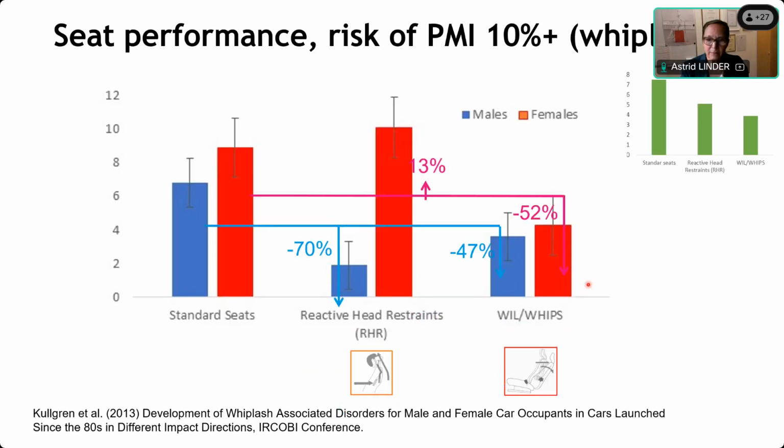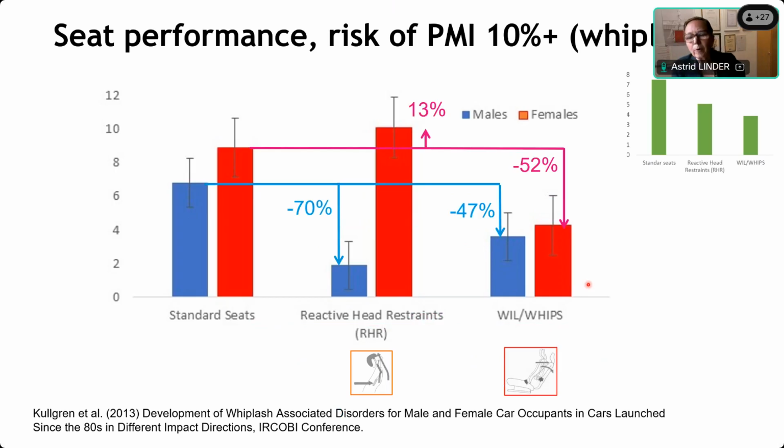But as several of you have seen before and are well aware of, when we divide this data into males and females, the picture is very different. And here you have the standard seat, here you have the seats with reactive head restraint, and here we have the WIL and the WHIPS. And you can see here, which I think is very encouraging and that we should focus on, is that in two different ways, two different car manufacturers here have shown really promising results for both males and females in two very different ways.